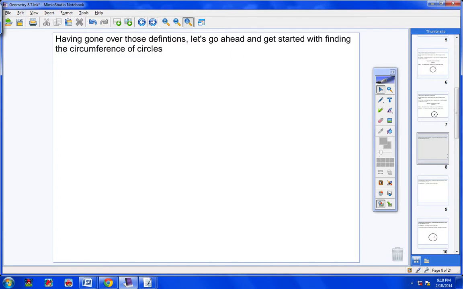So let's go ahead and take a look at circumference of circles. Here's the definition of circumference. You do not need to know this for the test. I'm not going to put this on the test as a fill in the blank, but you still need to know what circumference is, okay? Circumference is the distance around the circle.